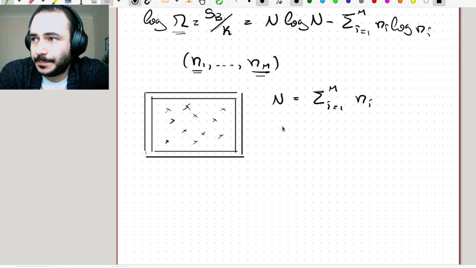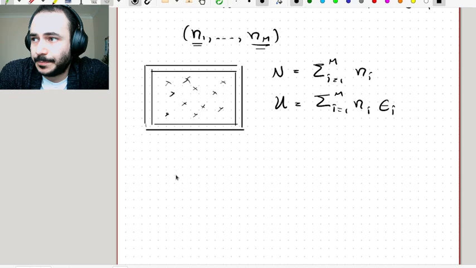So the internal energy has to be constant. Internal energy is the sum from 1 to M of the occupation of each cell times the energy associated with one cell in the mu space, let's call it epsilon i. The total contribution of a given cell to the total energy will be the number of particles in that cell times the cell energy, and this gives you the total internal energy. So how do you solve an optimization problem with constraints?